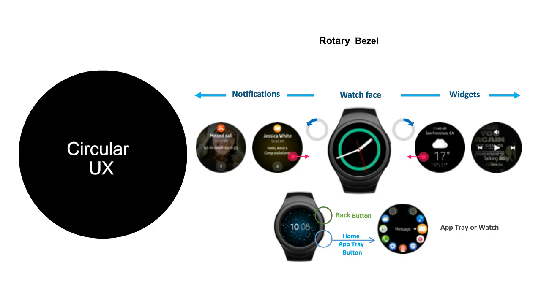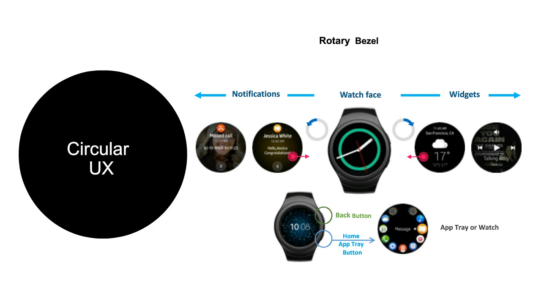And when you rotate your bezel to the left side of the watch face, there you will be able to see all the notifications that your Gear watch received. When your watch is paired with your phone, all the notifications that come to your phone are automatically relayed to the Gear watch, as long as you have enabled the notification settings.